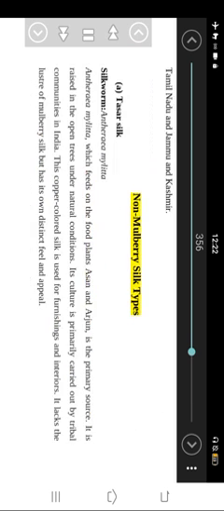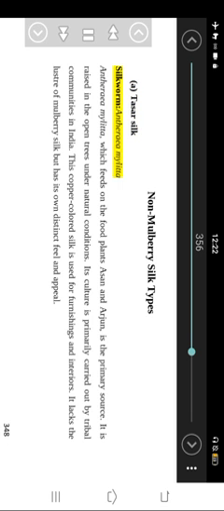Non-mulberry silk types. Tassar silk. Silkworm, Antheraea mylitta. Antheraea mylitta, which feeds on the food plants asan and arjun, is the primary source. It is raised on open trees under natural conditions. Its culture is primarily carried out by tribal communities in India. This copper-colored silk is used for furnishings and interiors. It lacks the luster of mulberry silk but has its own distinct feel and appeal.